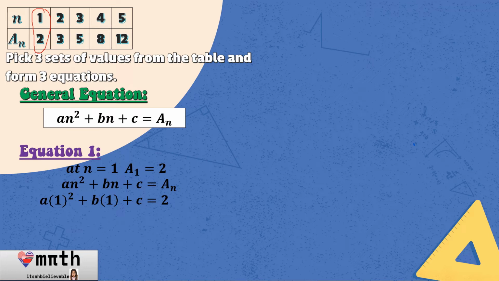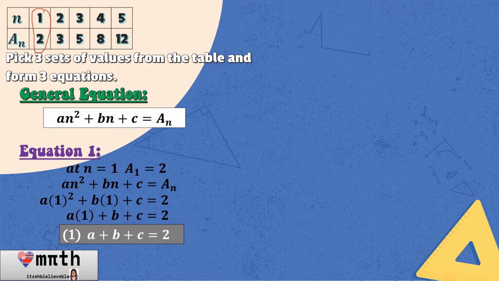Simplifying 1 squared, that will be equal to 1. And we all know that b times 1, any number multiplied by 1 is itself, so that will be equal to b. So leaving behind a times 1 plus b plus c equal to 2. And again, any number multiplied by 1 is the number or the variable itself, so that will be a. So the equation 1 will be a plus b plus c equal to 2.